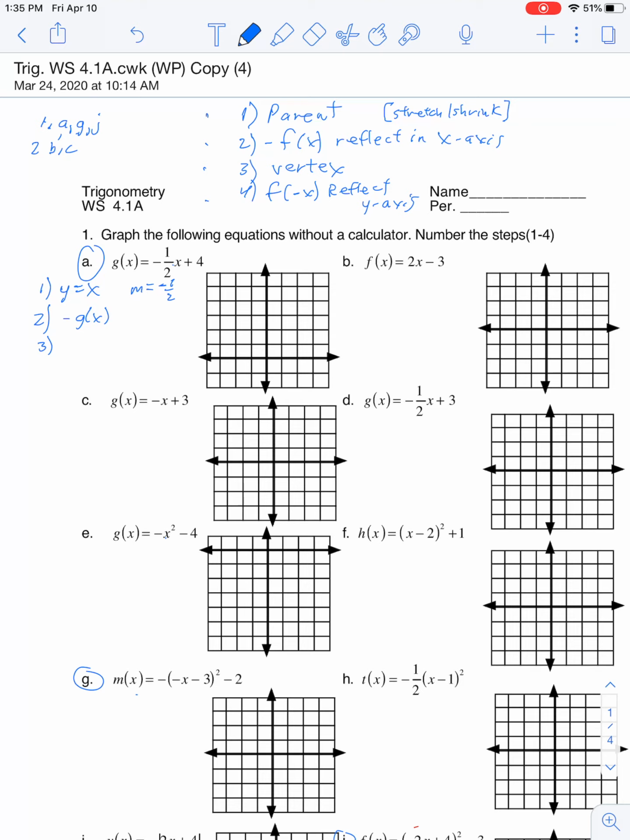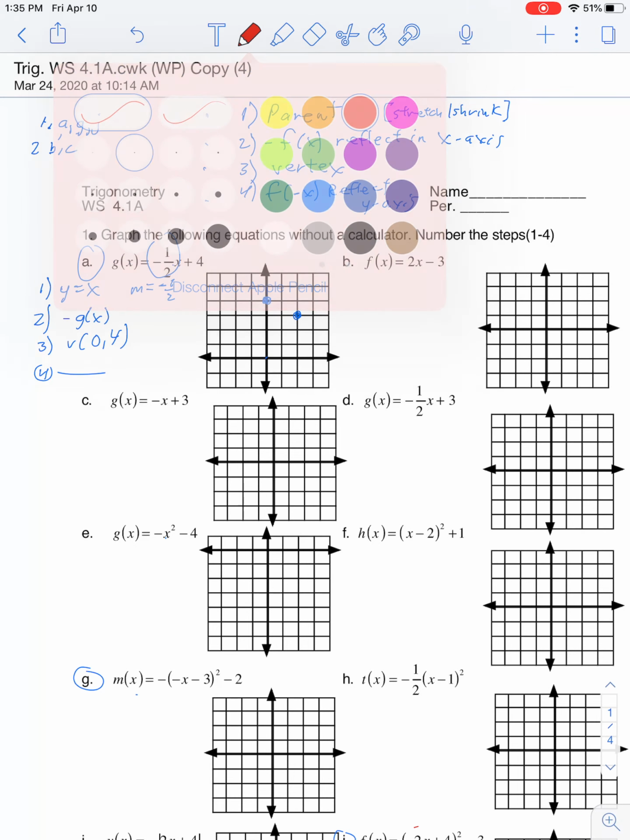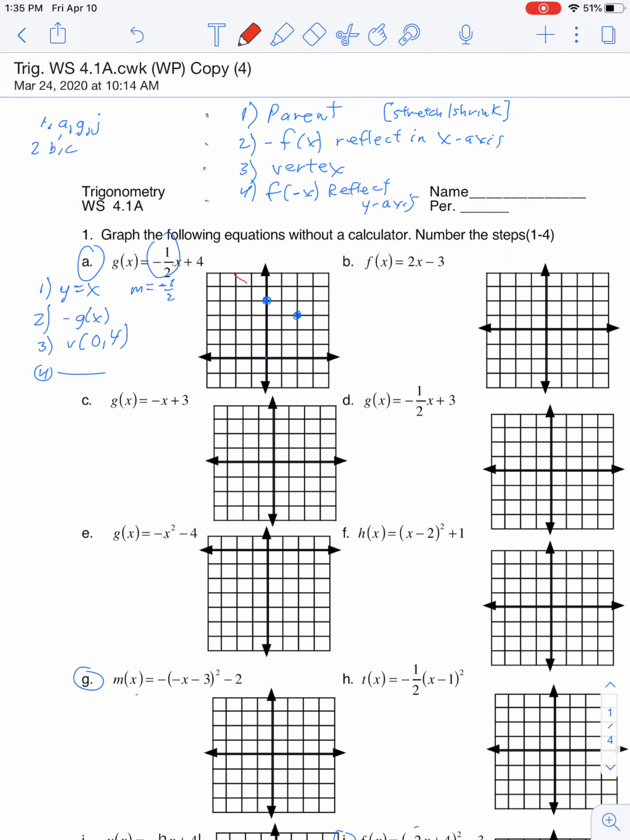The third step is the vertex, and the vertex is also like the y-intercept there, and I'll put it in (0, 4), and then there is no reflection in the y-axis. So this is really just a slope-intercept problem, so really don't have to go through all those details on there. But if we start off at 4, and there is our slope, and we're going 1 down, 2 over, then our final graph will look something like this.